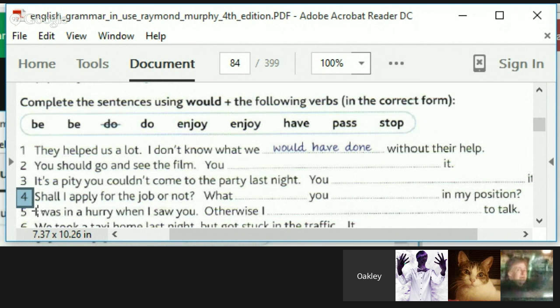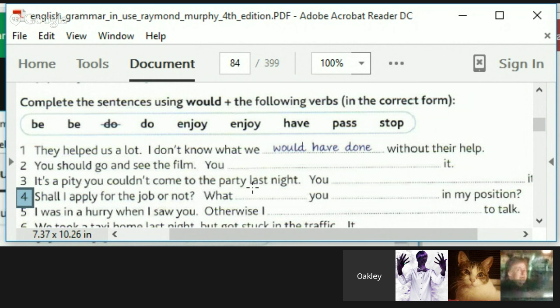Shall I apply for the job or not? What could you do in my position? Okay, I could jump off the roof. I could stab the host in the eyeball with a fork. I could. Okay. I think, what would you do in my position? Asking for somebody's advice, like in the future, their advice. What would you do? Okay, it's hypothetical. All right, it's imaginary. It's subjunctive. You're not in my position. You're not me. So it's a little strange to say, what could you do?